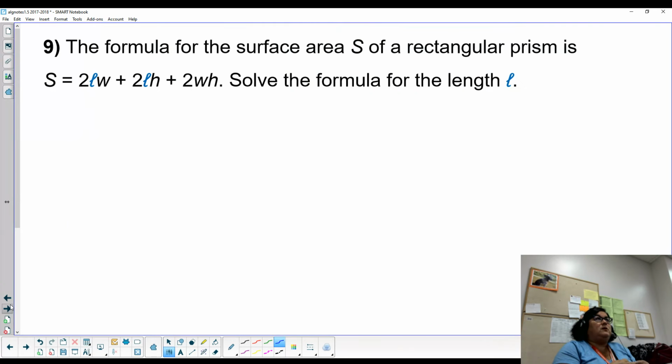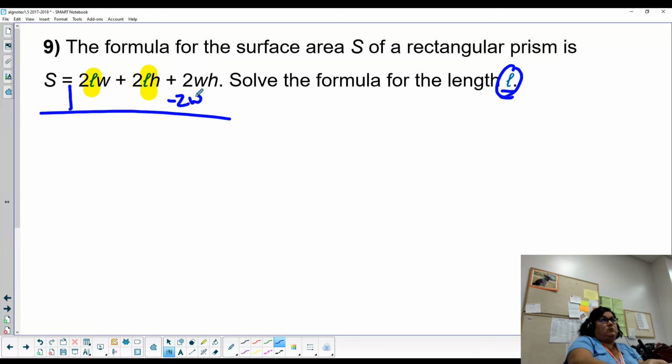All right, so we're going to do number 9 just because it's so long and it looks so horrible, but it's really not that bad. If we look at the length L, that's what we want to solve for. And this is a surface area formula of a rectangular prism. If we want to get this L by itself, the first thing we need to do is get all the L's on the same side and the ones that don't have L's on the other side. So this guy's got to move.